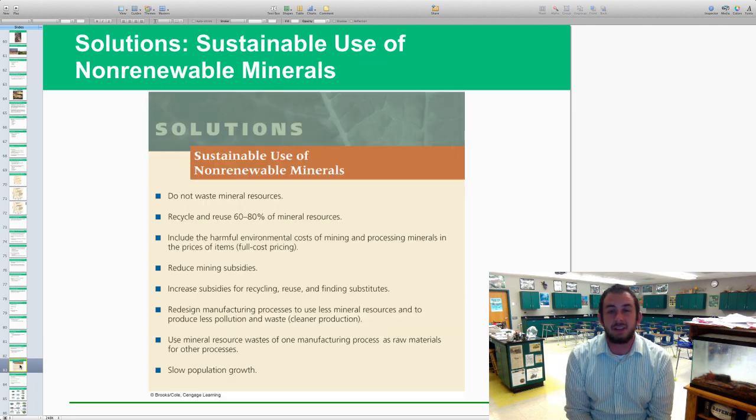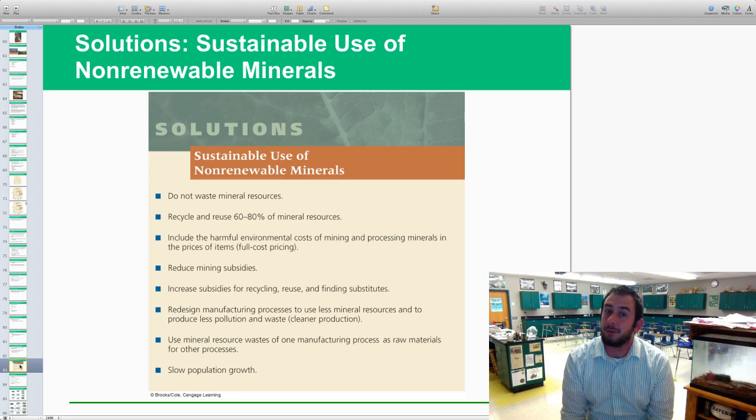There are some solutions. Again, do not waste mineral resources. Anything that was made with minerals or high-end minerals that are very valuable, recycle and reuse 60-80% of all mineral resources. Include the harmful environmental costs in processing of the materials in the cost of the product. That would probably drive people to use it less, or at least purchase less of that.